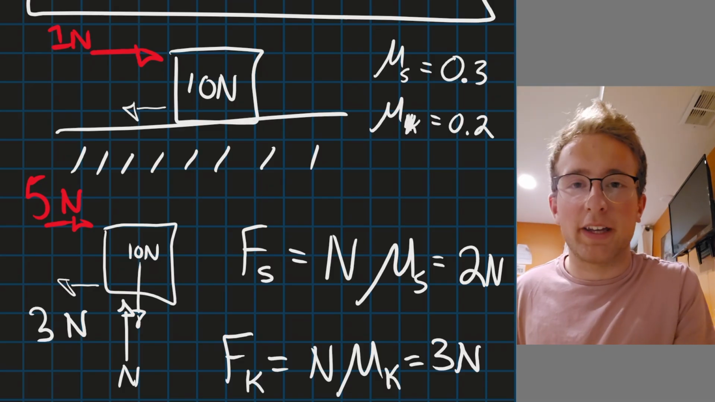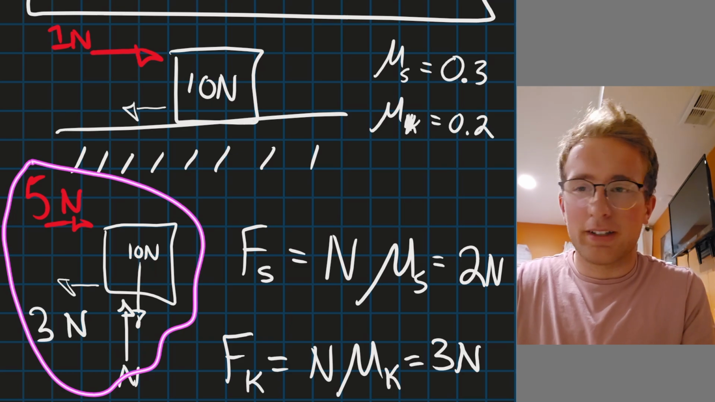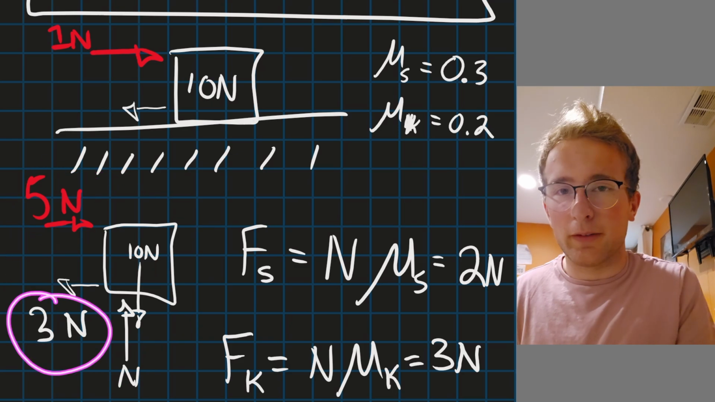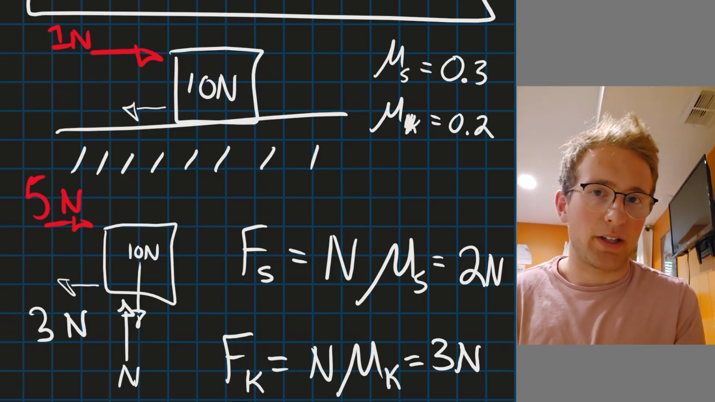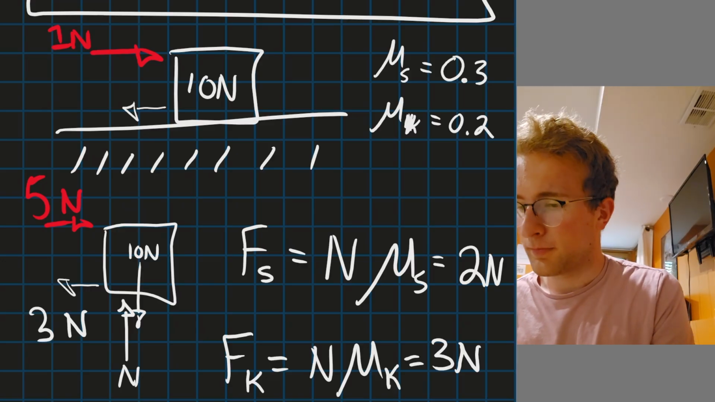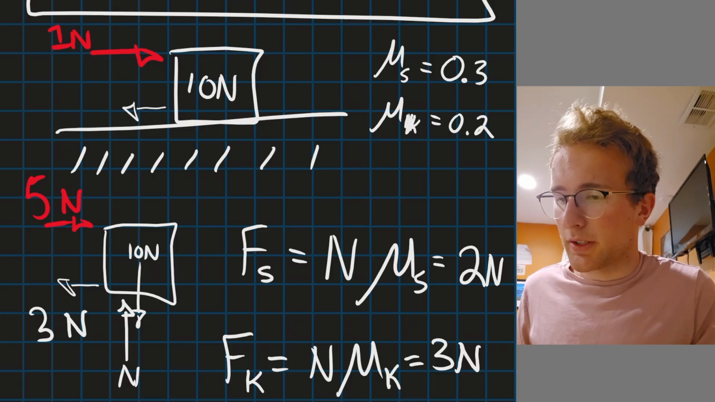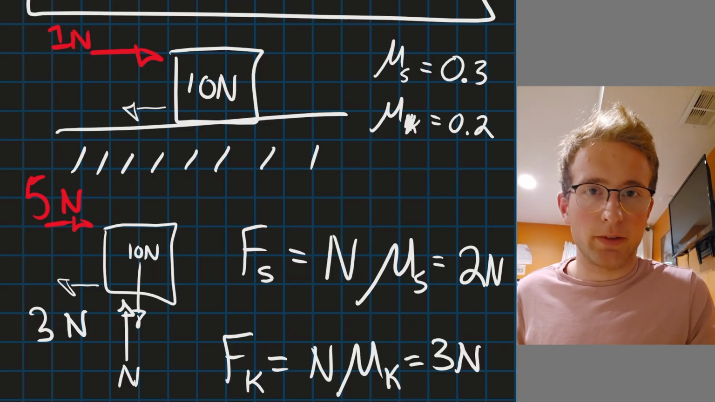And then later you can look at, is the object going to be static or not? In this case, we have 5 newtons to the right, 3 newtons of kinetic friction to the left, and so it's not going to be static. It's going to accelerate. Okay, so this is kind of how you work with friction, the coefficient of frictions. We'll do a few examples in future videos, but yeah.